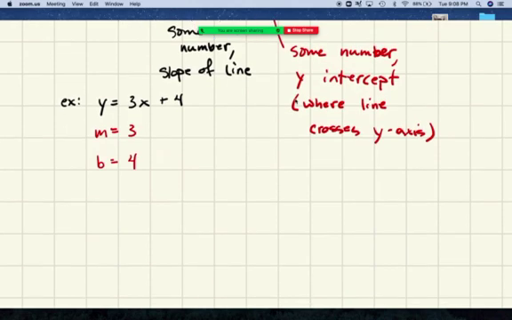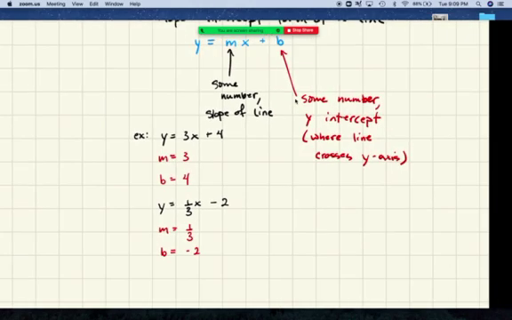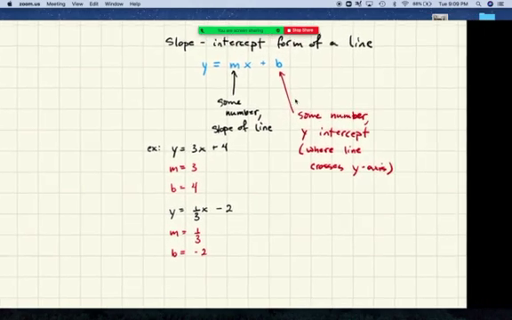Another example would be y equals 1/3 x minus 2. The slope would be 1/3. The y-intercept would be -2 just because it's minus there. So we consider it a -2. That's slope intercept form of the line.